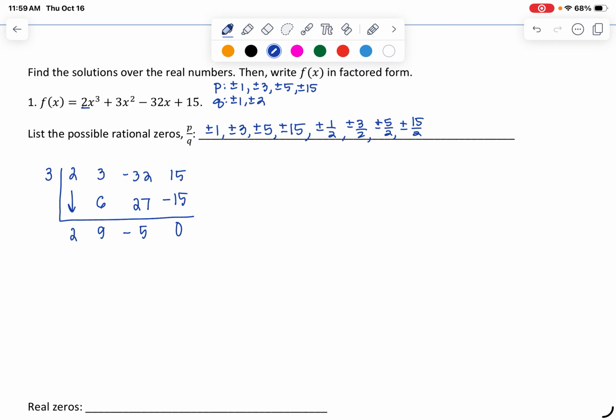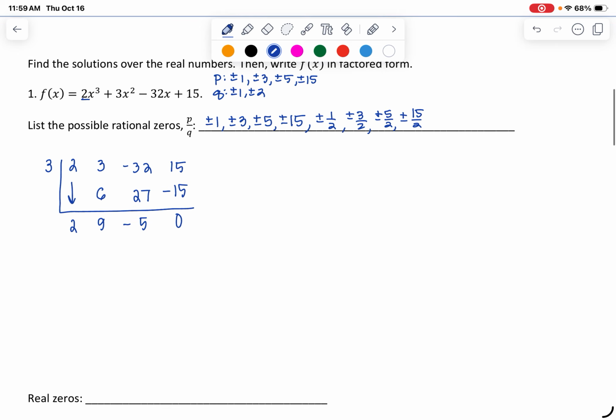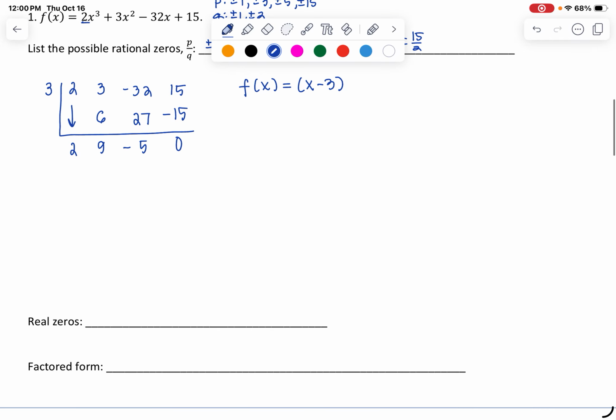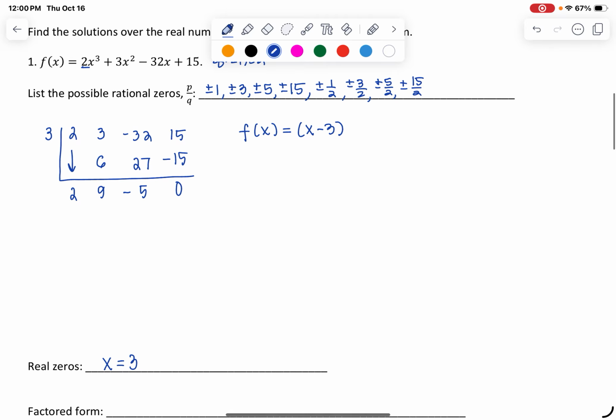So I don't want any imaginary solutions for these directions. And then also write it in factored form. All right, so I have f of x equals, so far I have x minus 3 as a factor because 3 is a 0. I could also put x equals 3 is a 0 here. And then my other factor thus far is 2x squared plus 9x minus 5. And now I have to see if that is factorable.